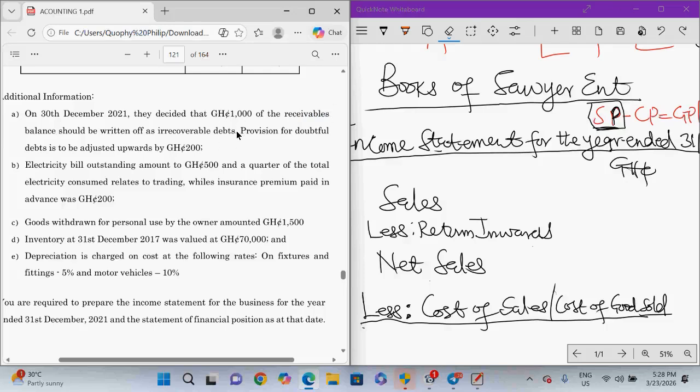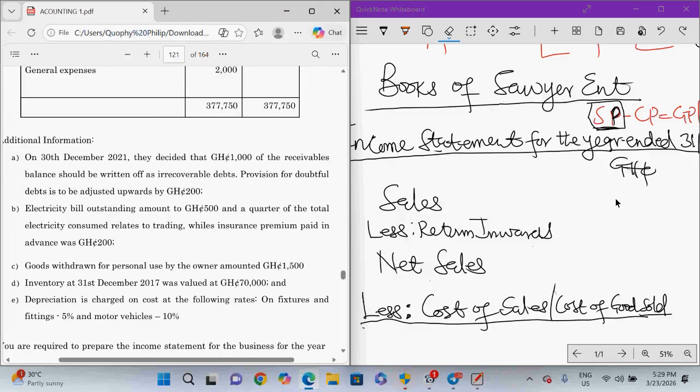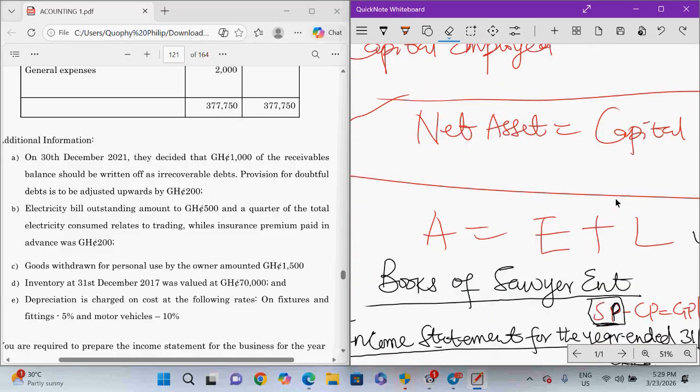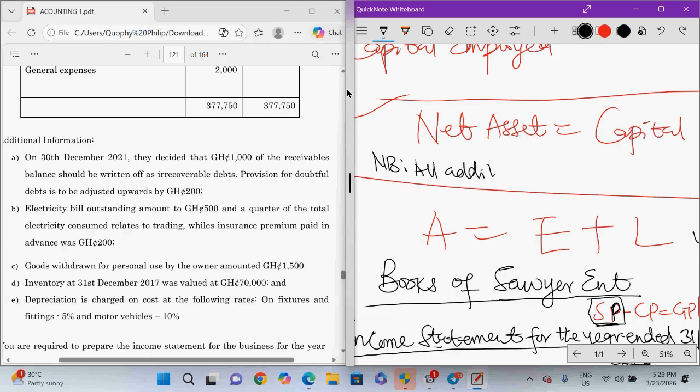So once this bad debt is in the additional information, in fact, all additional information items will be treated twice. Note, you can write it in your notes. First thing, NB: all additional information items will be treated twice.